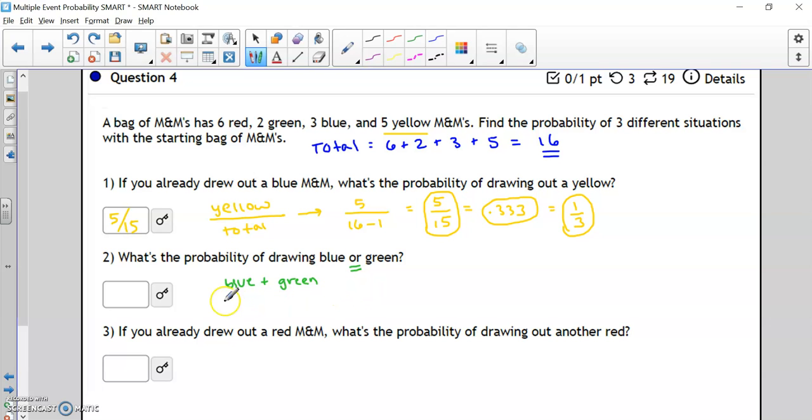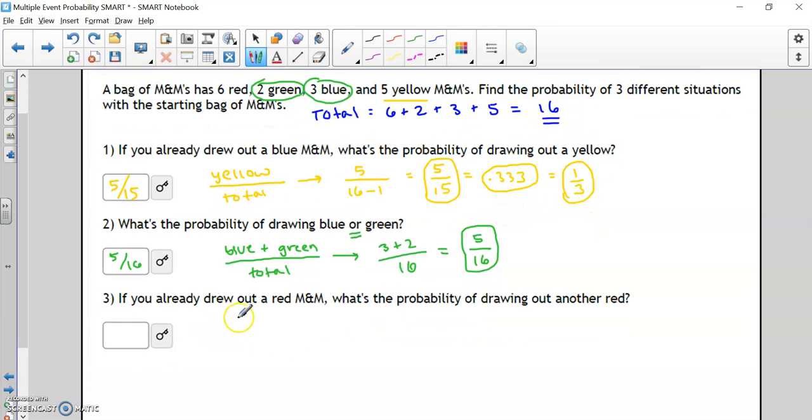So, oh goodness. The blue, there are 3 blues and there are 2 greens. So we have 3 plus 2, and the total is still 16. That didn't change at all in this situation. So we end up with an answer of 5 out of 16. Okay, and that's it for that one.